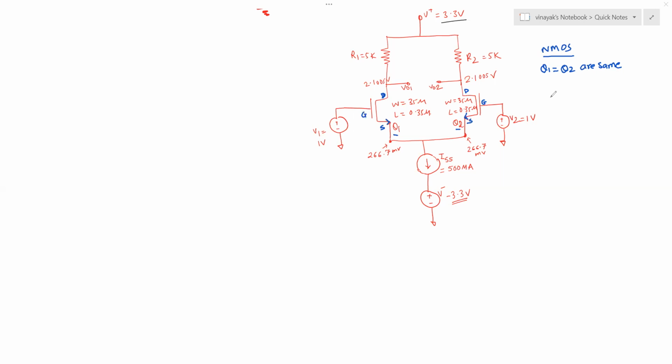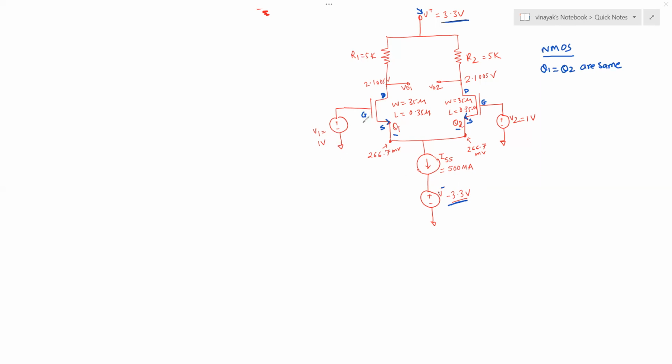Okay. And what you see here is you have a positive voltage source, which is 3.3 volts. You have a negative voltage source, which is minus 3.3 volts. So these voltage supplies are with respect to ground. And this is a perfectly symmetric circuit.